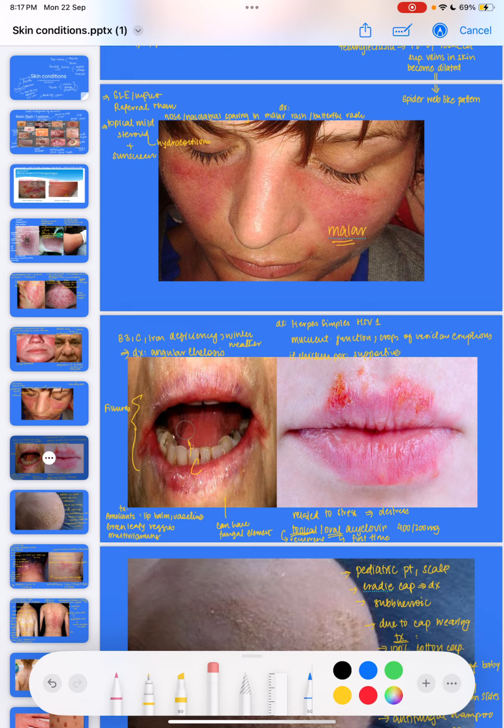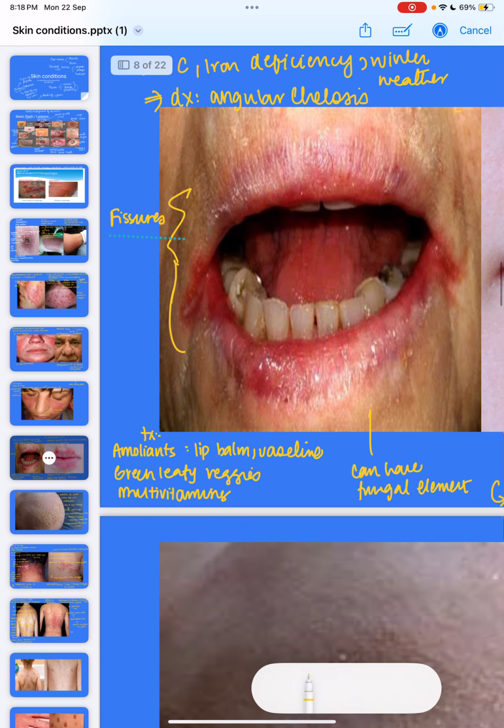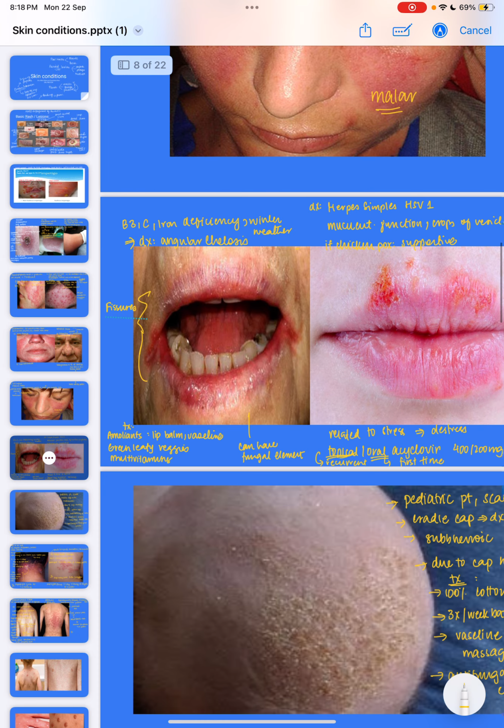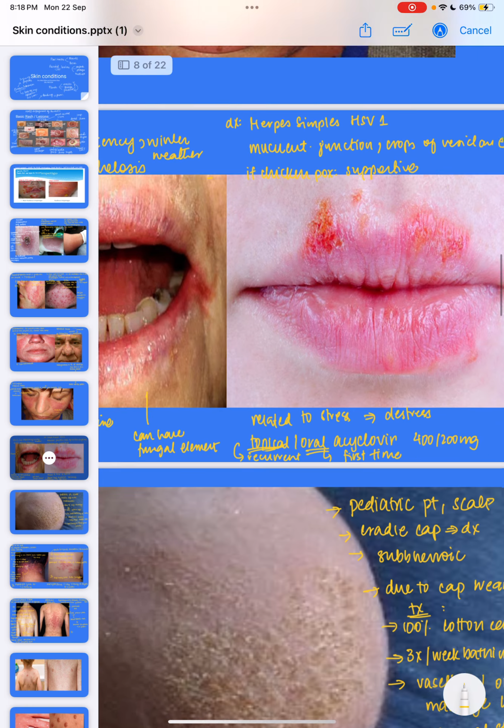And so इसका जो treatment है, that is of course we're gonna treat the malnutrition, so we're going to give multivitamins, but then the non-pharmacological is we're going to ask them to use lip balm and Vaseline because it's very dry, and we're going to give leafy green vegetables, and it can have a fungal element too, so we can give like a mild topical antifungal, but oftentimes हम नहीं देते.